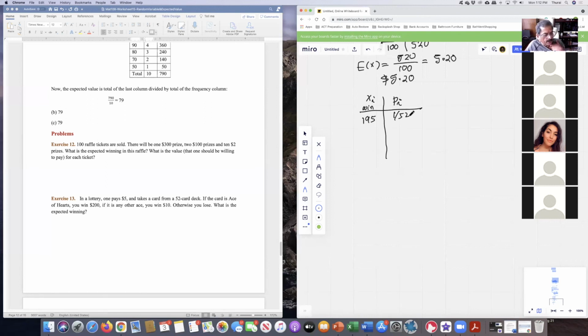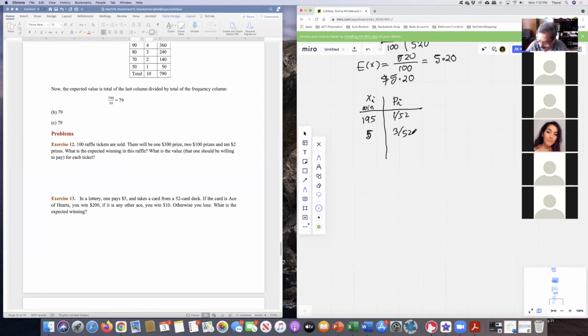Now, the winning of $10, okay, $10 means $5 net winning. So I write 5 as the net winning with what probability? 3 out of 52. Very good. There are 4 aces, but one of them will make you the first prize winner. So the other three will make you the second prize winner. So going to the next one. If you get any other card, you win nothing, right?